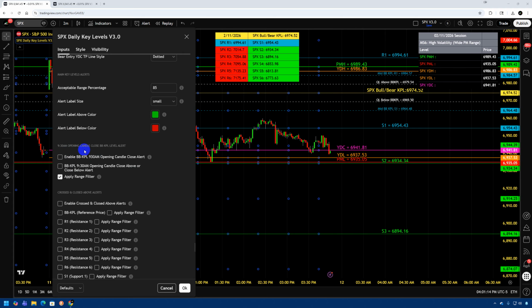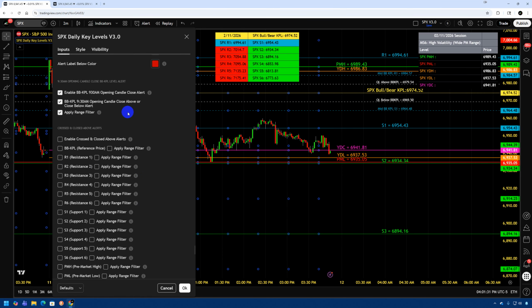Okay, starting off here, we have this alert, which is for one candle only, the 9:30 a.m. opening candle close BBKPL level alert. So as an example, we'll turn that on for today. One thing you want to keep in mind with these alerts is that all of these alerts are going to show only for the current session.